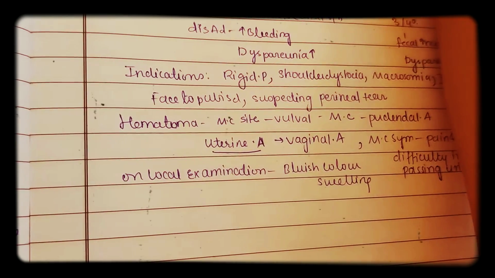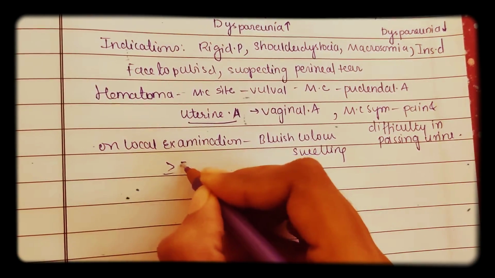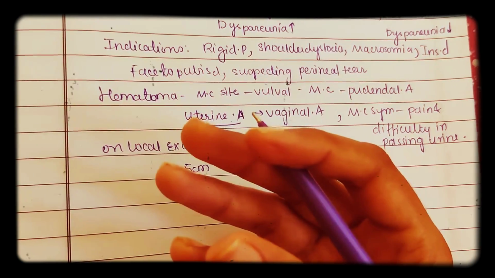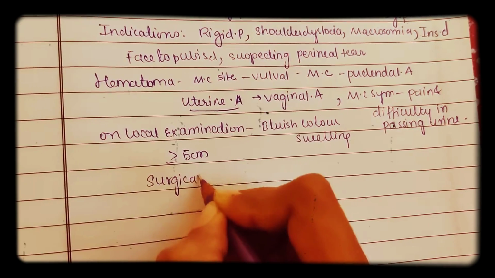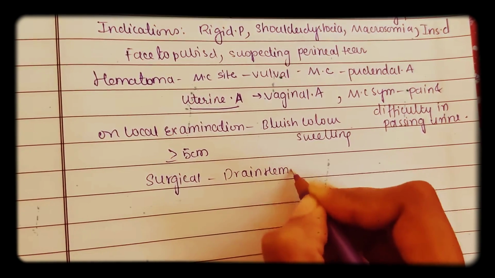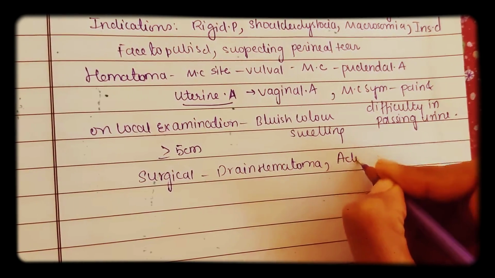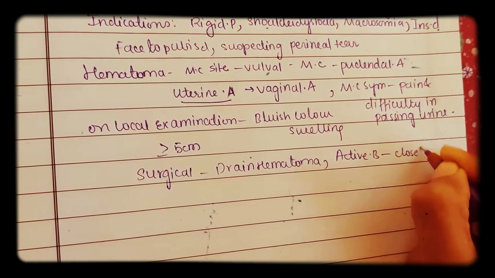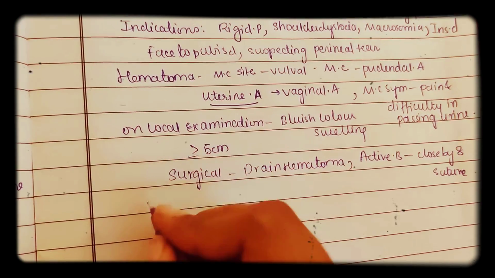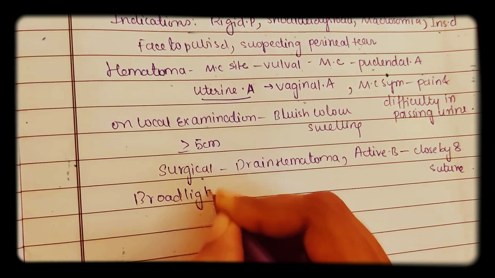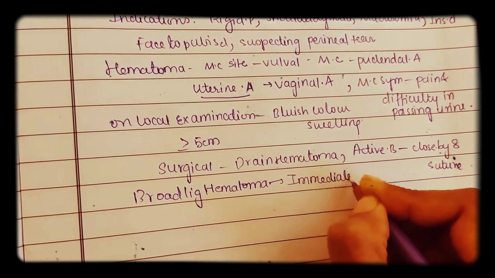Now coming to indications for surgical management. If the patient is unstable, that is, if the patient has gone into shock, or if the size of the hematoma is increasing, like greater than 5 centimeters, or the pain is excruciating, that indicates the hematoma has extended to muscles. Then in that case we will go for surgical management. In surgical management, you are going to drain the hematoma, and if any active bleeding is present, then close it with figure of 8 sutures, and obliterate the cavity of the hematoma. In the case of broad ligament hematoma, you need to do an immediate laparotomy.